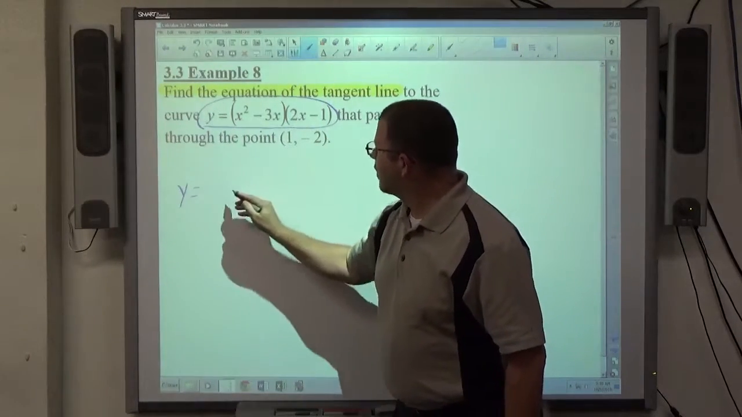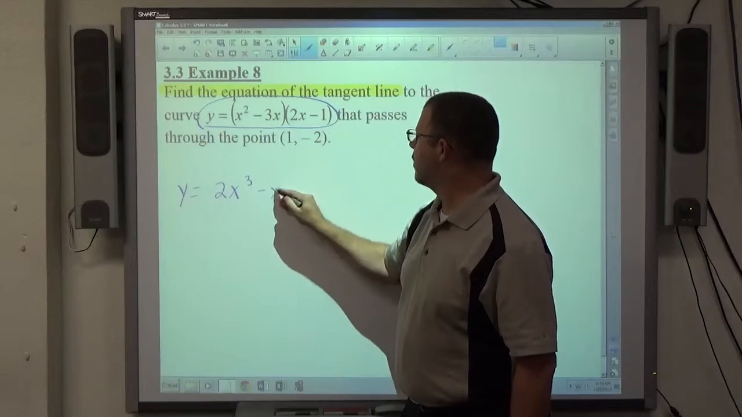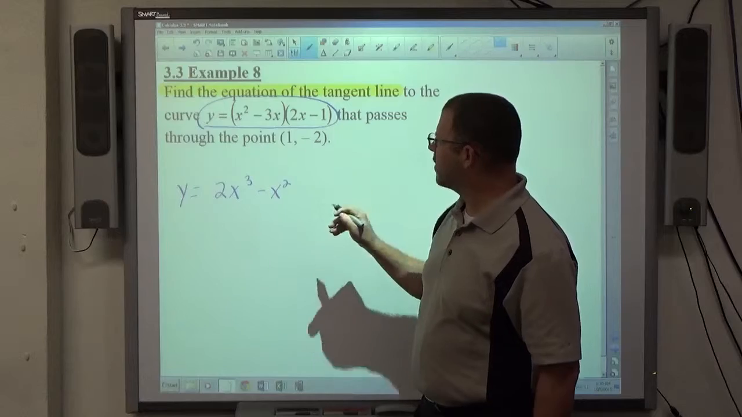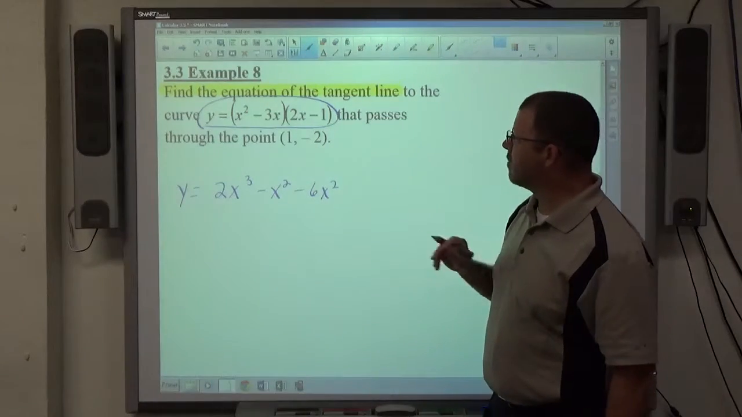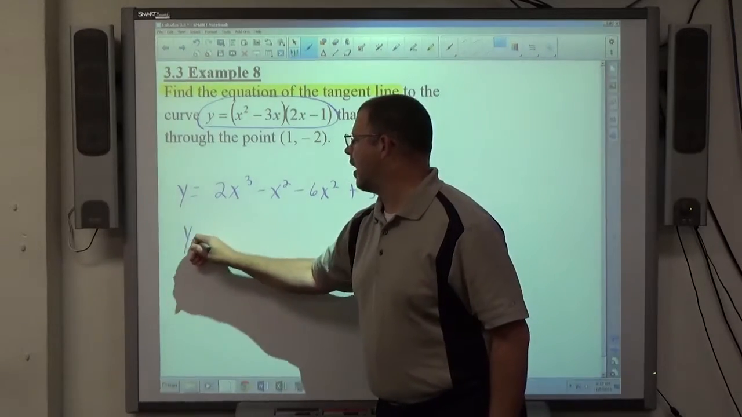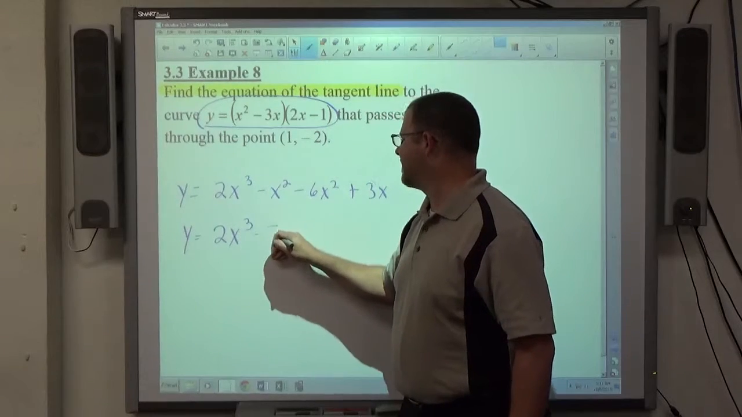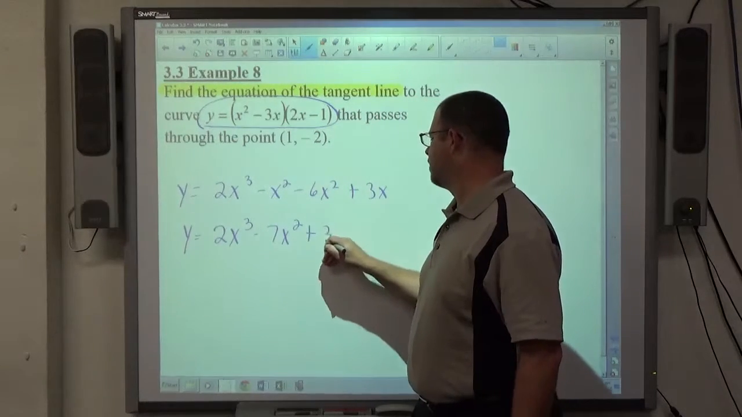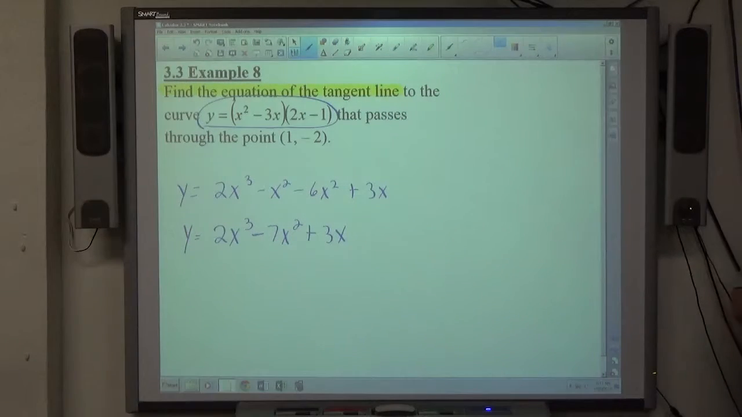x squared times 2x is 2x cubed. x squared times -1 is -x squared. Negative 3x times 2x is -6x squared. And -3x times -1 is positive 3x. So just by doing a little algebra, I get 2x cubed minus 7x squared plus 3x is the function y. And now that function's in power structure, polynomial structure. So I can use the power rule.